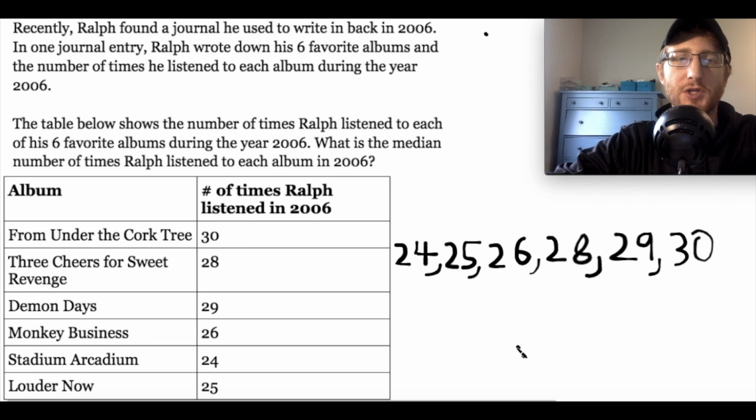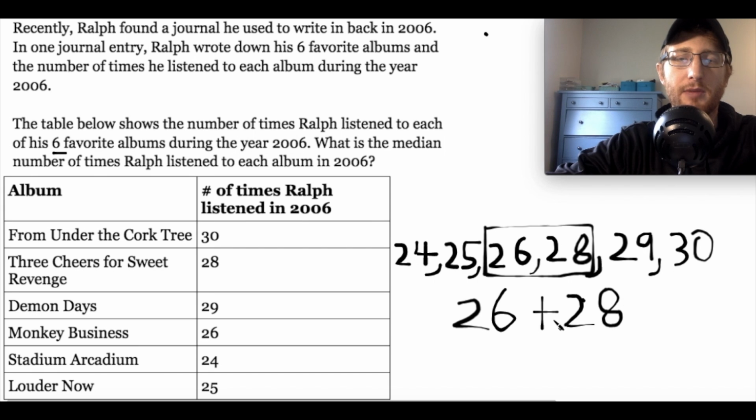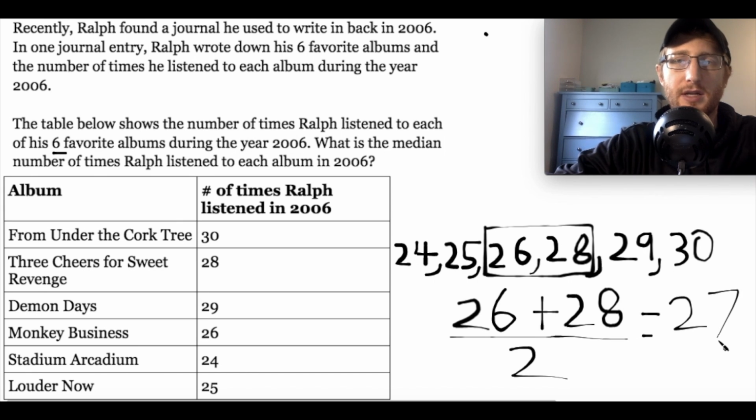Okay, so now, since we've got 6 albums here, right, we've got 6 numbers that we're working with here. 6 is an even number, so we want to find the two numbers in the middle, and we're going to add them up and divide by 2. So again, after you've ordered the numbers from smallest to largest, if you've got an even number of numbers that you're working with, you want to take the two middle numbers and add them up and divide by 2. So if we do 26 plus 28 divided by 2, we get 27. So the correct answer here is 27.